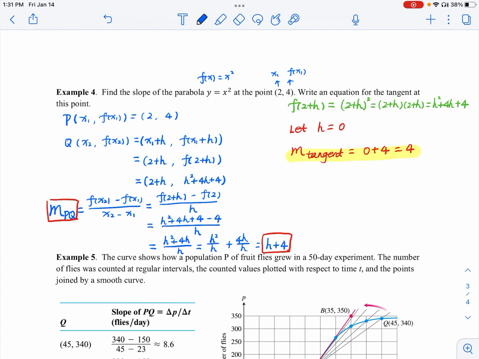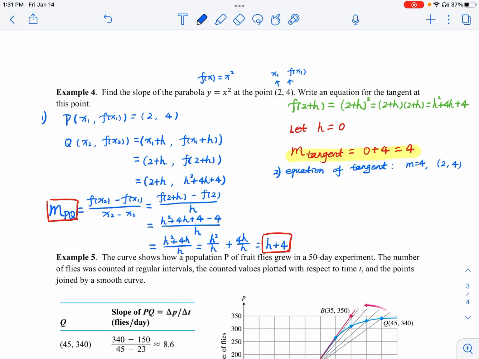Now, it also wants us to find the equation of the tangent line at this point. So we finished the first step. The second step, you want to find the equation of the tangent. So for this tangent line, we have m equal to 4. We also have a point (2, 4).